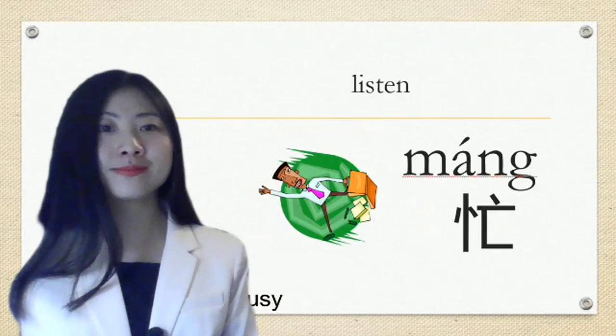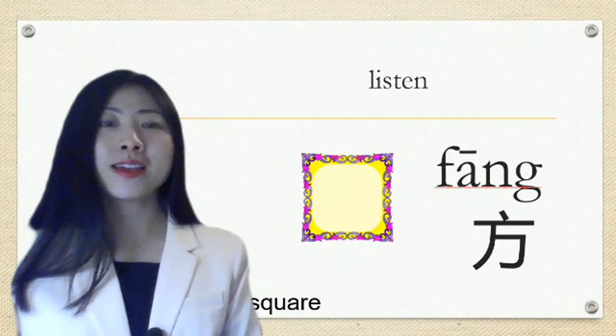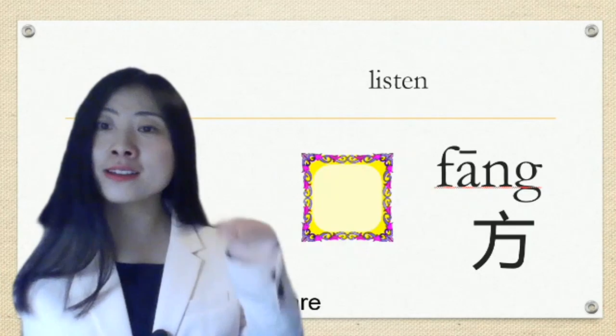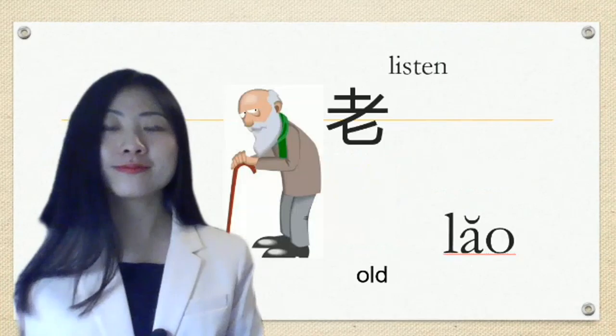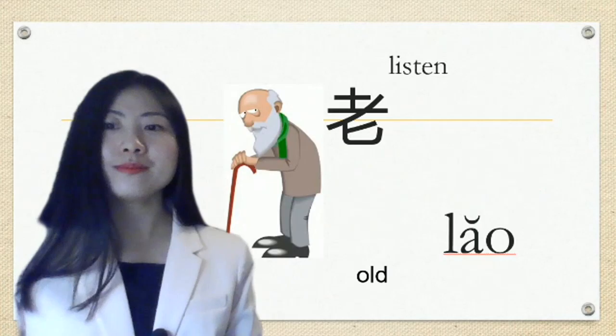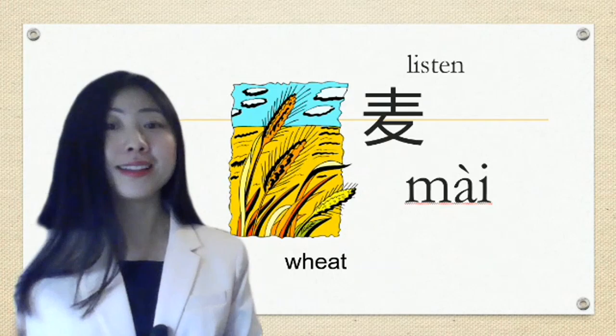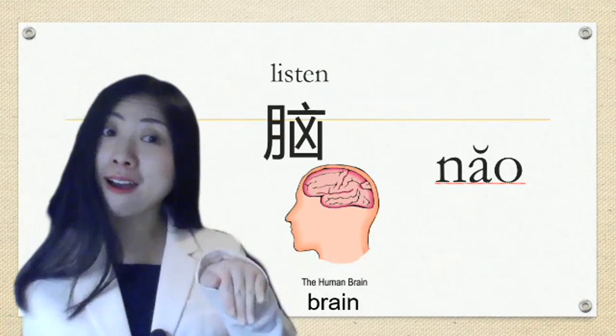Mang. How about this one? Fang. How about this pinyin? Lao. Do you get this one? Mai. Let's try one more. Nao.